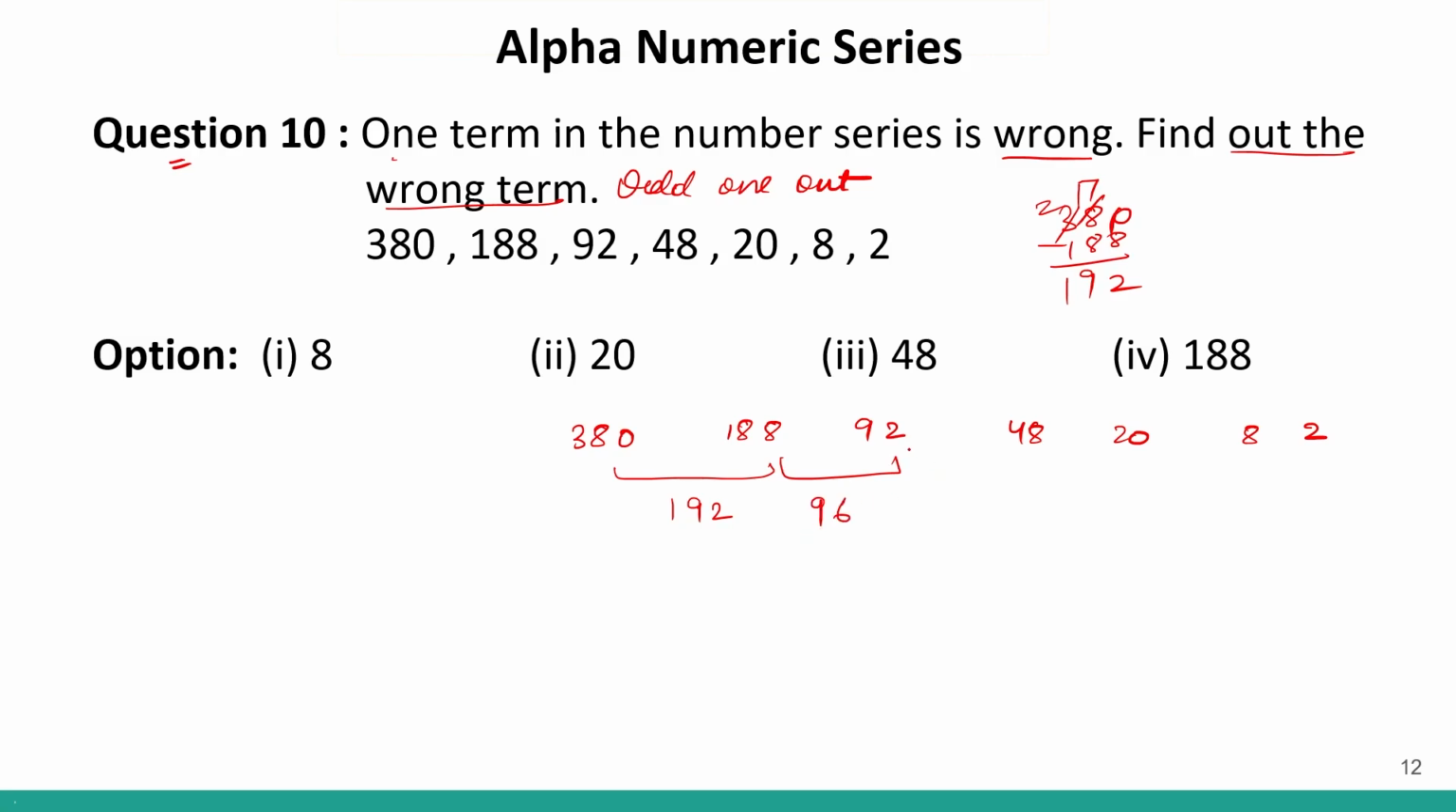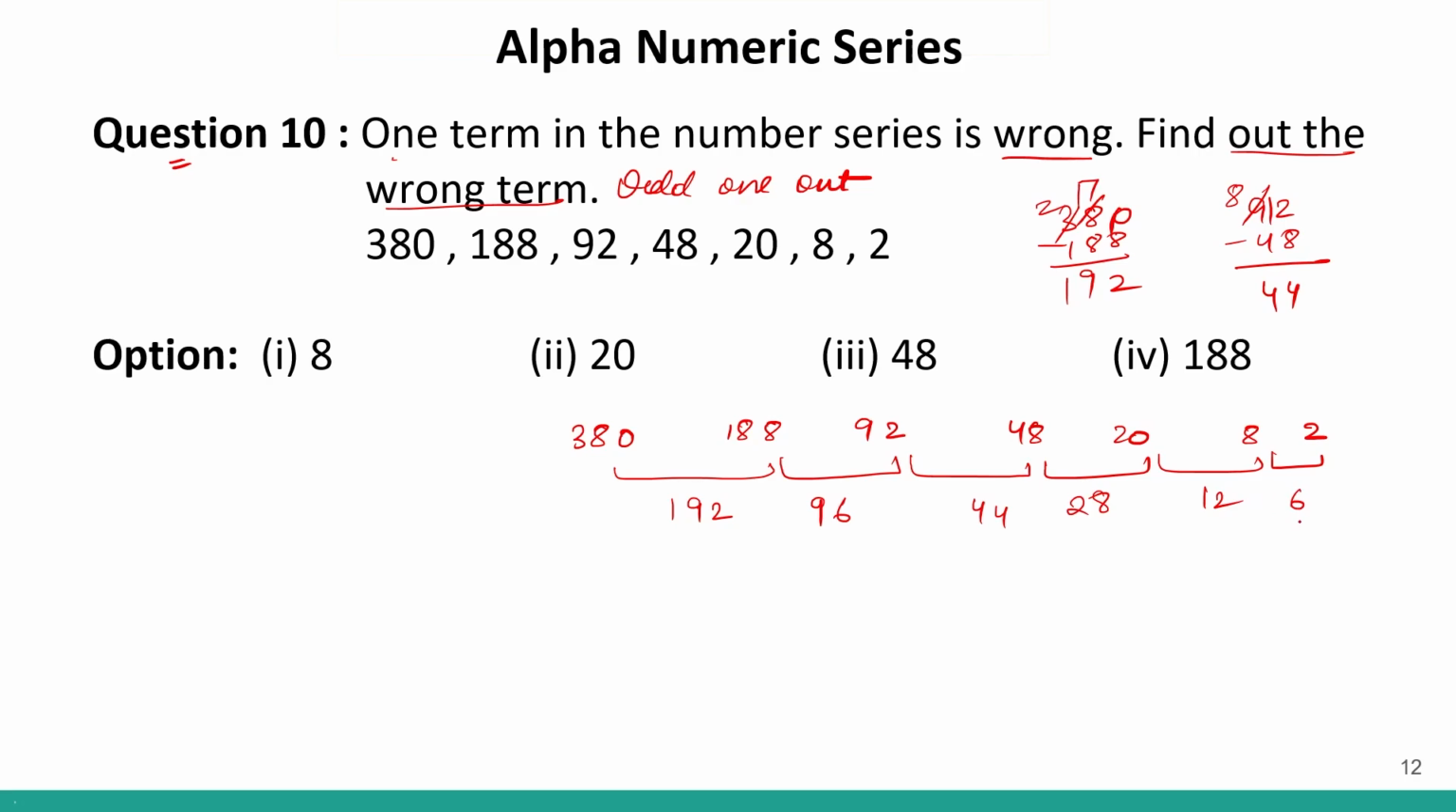Over here, the difference is 96, correct? Over here, the difference, if I have to find the difference between 92 and 48, is 44. Over here, the difference is 28, correct? Over here, the difference is 12, and over here, the difference is 6. Correct? These are your differences.